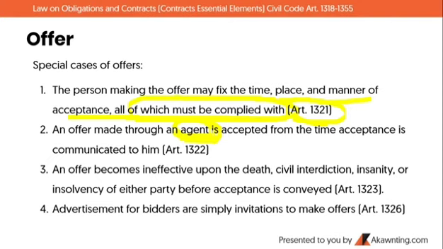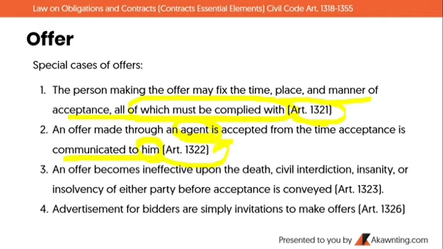Okay? So, pag sinabi natin kasing agent, dahil, for example, ikaw ay isang entrepreneur and then, syempre, maraming transaction yung mga businesses mo. Hindi lang iisa yung businesses mo. So, usually, nagtatalaga ka ng mga agent to act on your behalf. Okay? So, when making an offer through an agent, it is considered accepted from the time it is communicated to the agent. So, when referring to this, yung acceptance is communicated to him, yung him dyan, we are referring to the agent. Okay? Kasi ang general rule ganito.